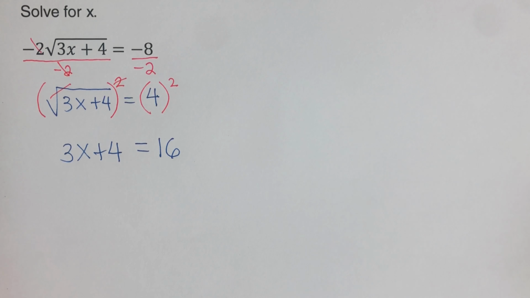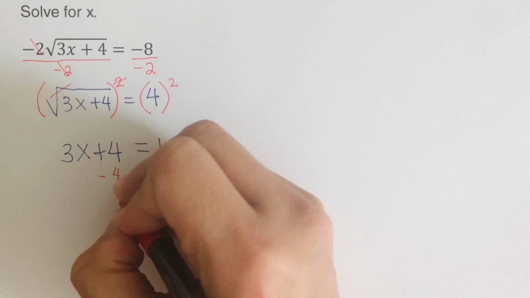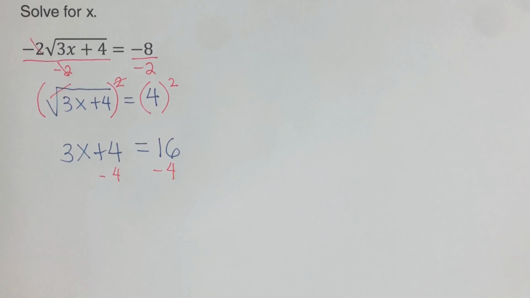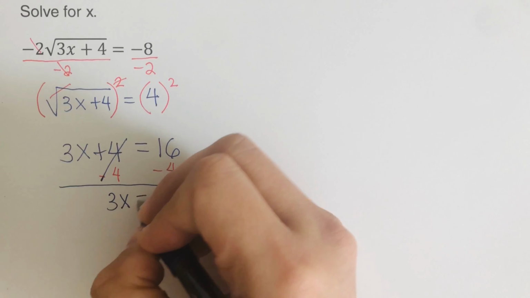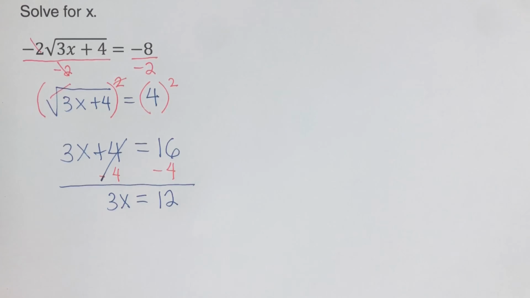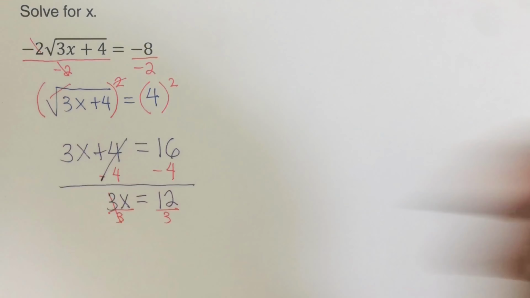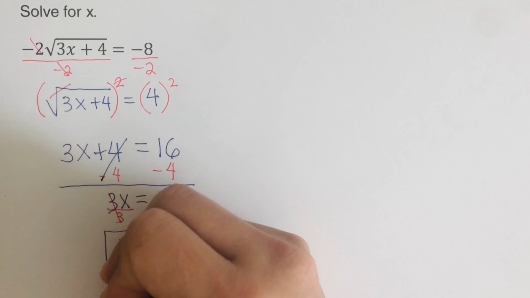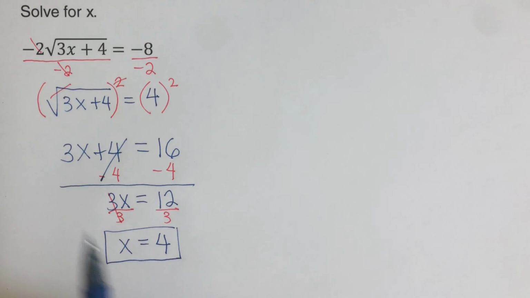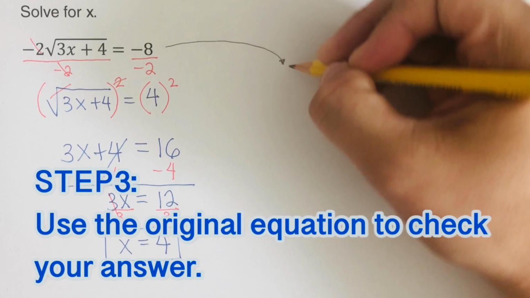So then we go ahead and solve. We want x by itself, so we subtract 4 from both sides. Then we are left with 3x equal to 12. Then we divide both sides by 3. So we are left with x equal to 4. This is the solution to the equation that we have up there. Now the third step is to use the original equation to check our answer.